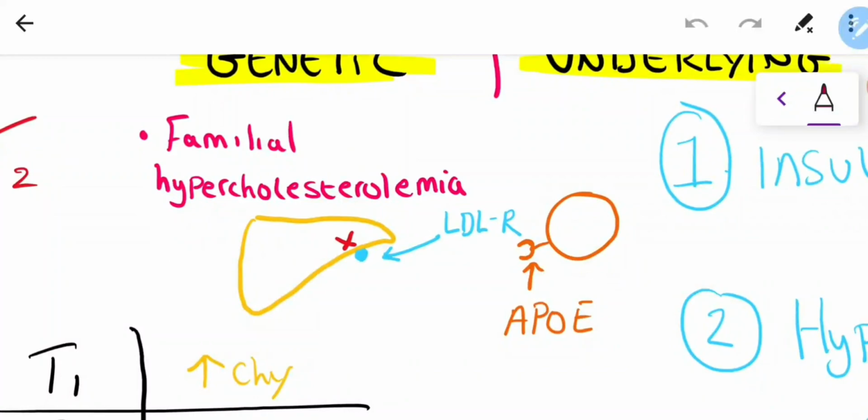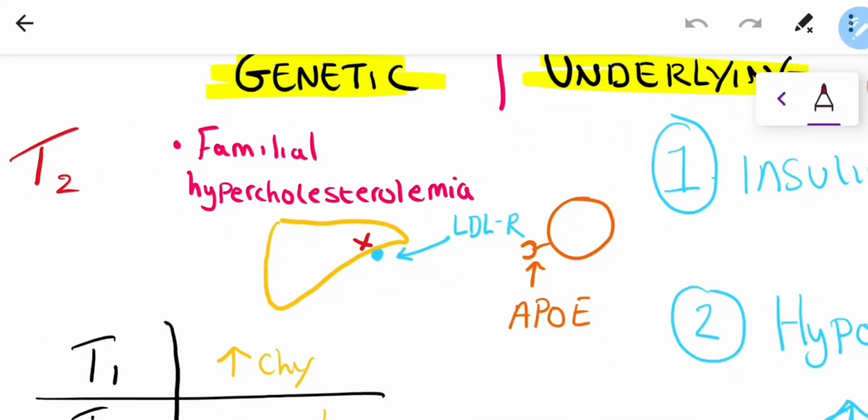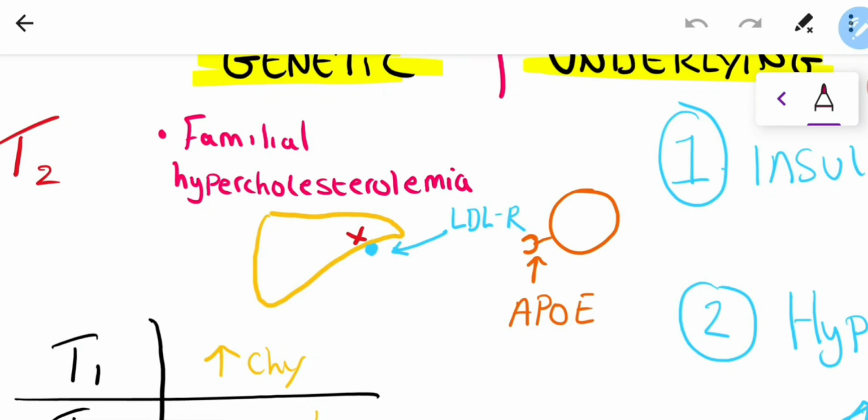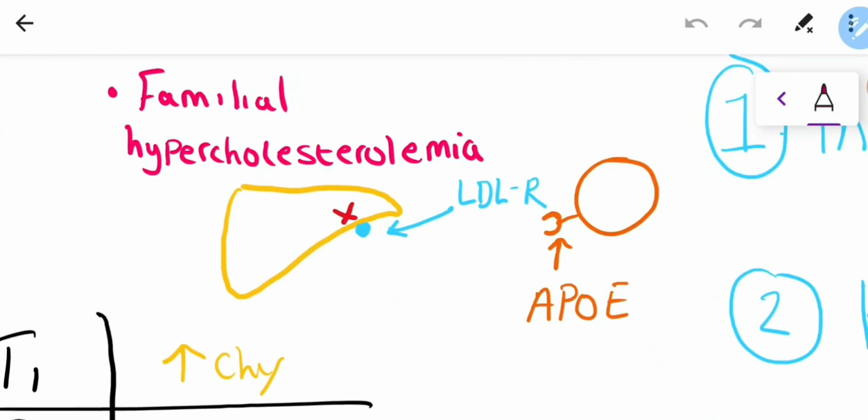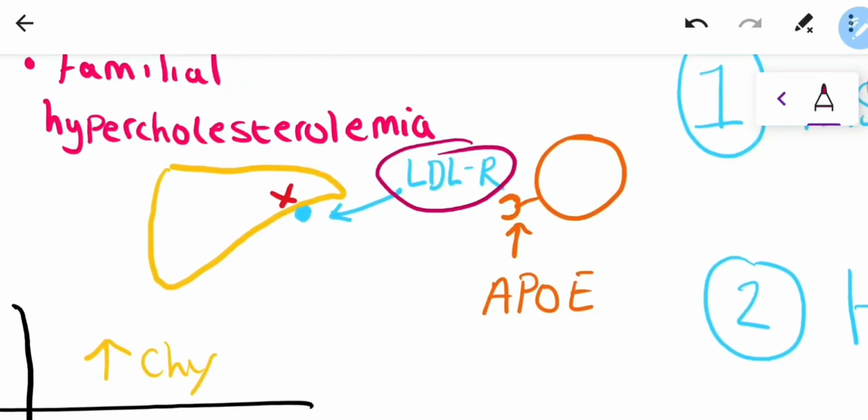Okay, so with genetic, one major type of genetic abnormality you can have, which runs in families, is familial hypercholesterolemia. What this basically is, is a genetic mutation within a receptor that's located within the liver. This receptor is the LDL receptor, LDLR. I've represented it via this blue dot here. And why is this a problem? Why is a mutation in this receptor a problem?